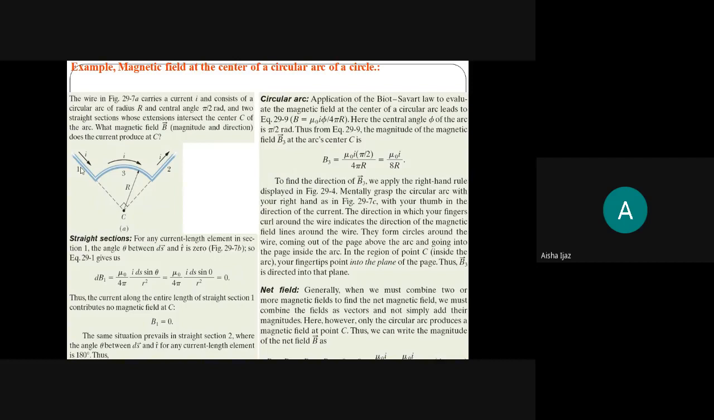First of all, I will divide it. This wire carries the current I, consisting of a circular arc. This is the circular arc. Central angle is pi by 2 radian. Angle will always be in radian. And two straight sections. So this wire is divided into two straight sections, 1 and 2, and one circular arc 3. So any shape can be divided into either straight sections and circular arcs, just like this.